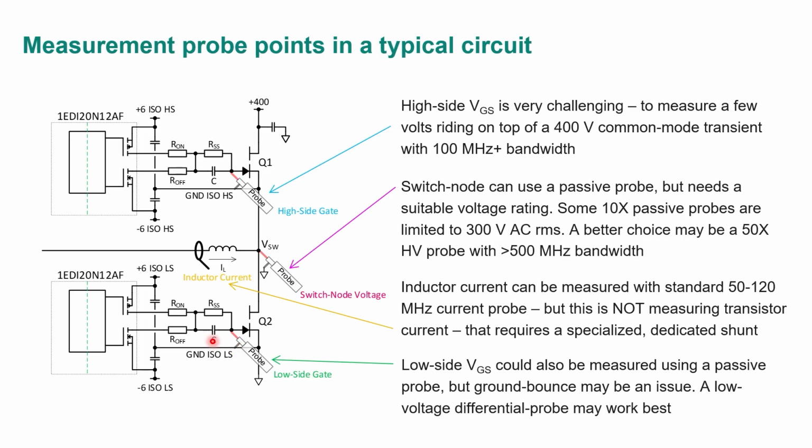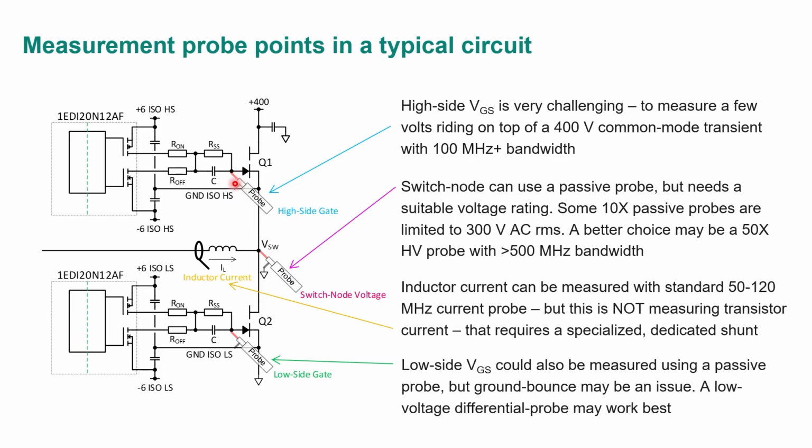Now let's talk about measuring the high side gate, because this is really difficult. I'm essentially trying to measure a couple of volt signals riding on top of a 400 volt fast square wave, right? Probably with ringing and overshoot on it. So I need to only measure the differential portion here and ignore that whole common mode voltage.